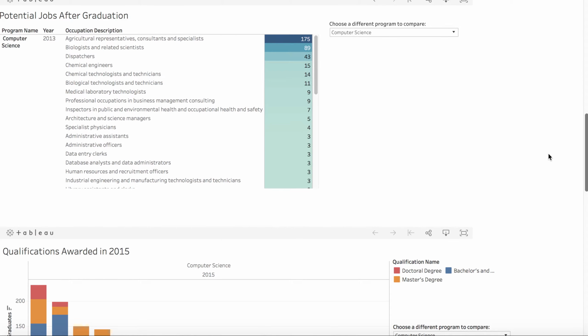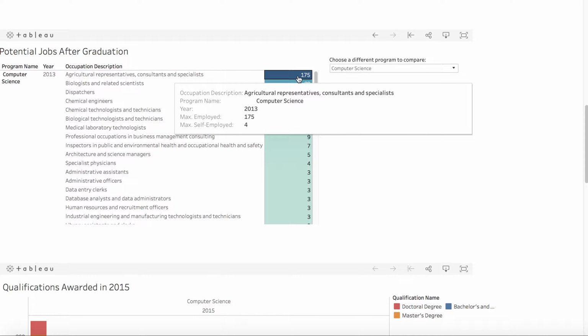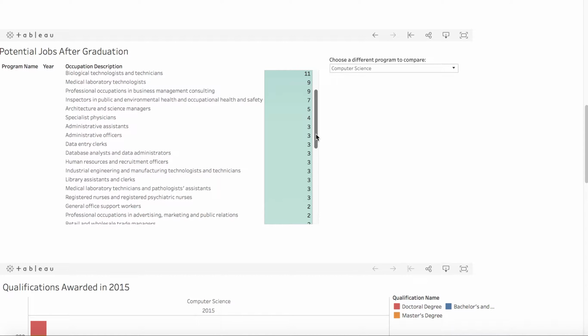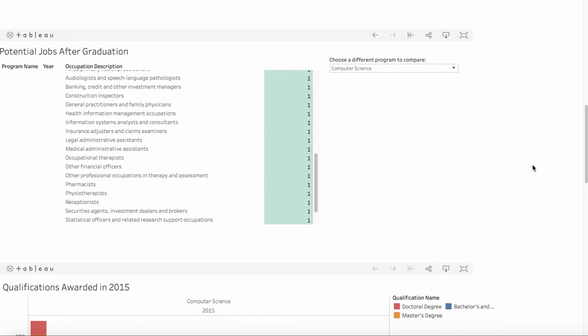We also have down here the potential jobs that you could be looking at after you've completed your degree. So here in computer science, we can see that the highest number of graduates are working in the field of agricultural representatives, consultants, and specialists. And then you can keep scrolling down and see the number, as well as how many are employed or self-employed.